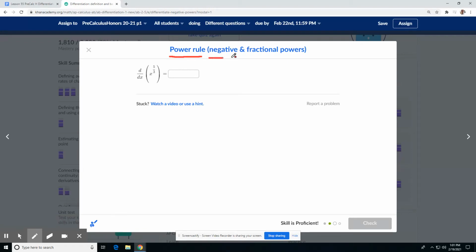Power rule with negatives and fractional powers. So let's remind ourselves what the power rule is: if you have x to some a, and we'll deal with numbers in front later, when you take the derivative of it, that exponent moves out in front, and then we subtract 1 from the exponent. That's all there is to it. So whether you have negative exponents or fractional powers, you're still doing that same process.